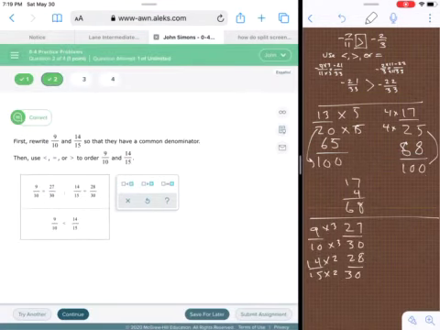And hopefully these are making a little bit of sense to you. Good luck with these, and in the next lesson we're going to talk about how we compare fractions and decimals.